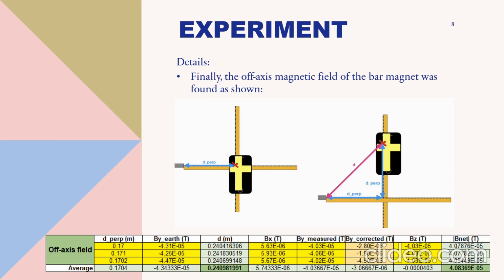Finally, the off-axis magnetic field of the bar magnet was found as shown. The phone was slid all across the horizontal ruler until the value read 100 microteslas. This distance was reported as d perp, and then we slid it upwards in the y direction that same amount, d perp, and recorded the y component of the magnetic field.